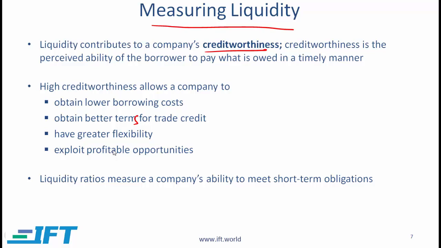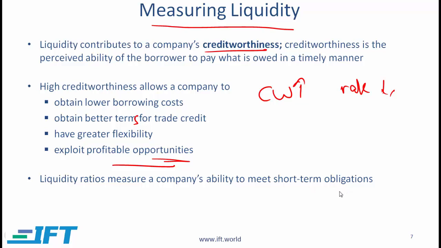These are fairly self-evident. A company with a high level of credit worthiness can borrow more easily at a lower rate. A company with high working capital and high credit worthiness can also exploit profitable opportunities because this company can raise money relatively quickly in order to take advantage of opportunities. Liquidity ratios measure a company's ability to meet short-term obligations.